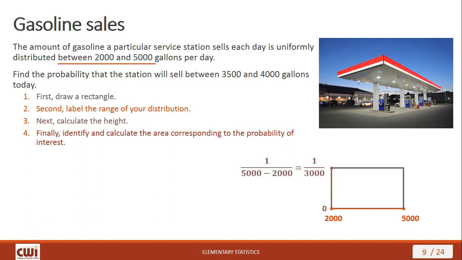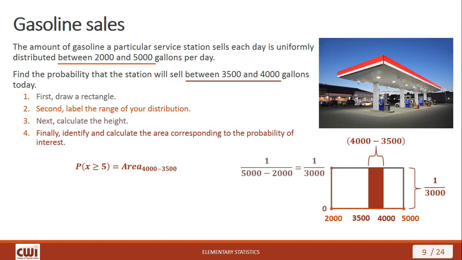The final step, identify and calculate the area corresponding to the probability of interest. What's the probability of interest here? Yes, we want to calculate the probability between 3,500 and 4,000 gallons. So that's going to be the markers for our area. So we label that there on our rectangle and shade in the area of interest. Now that we know what area we're looking at, we can now calculate that area by taking length times width. So the area will then be our probability.